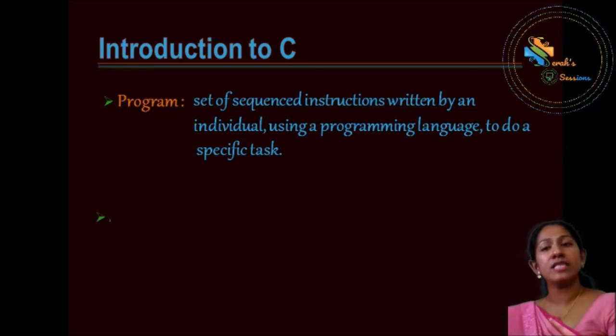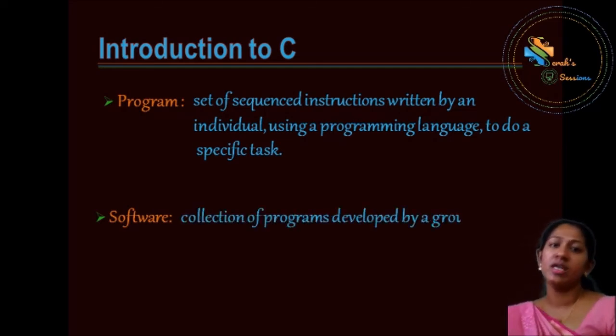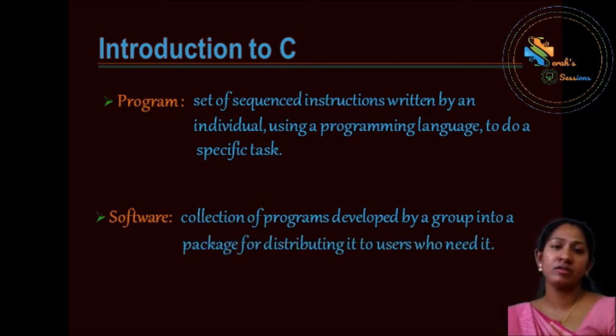Okay, now next let me move on to what software is. Program and software are interrelated, but they are not the same. A program is a set of sequenced instructions written by an individual, but software is a big project. I mean to say, it is a collection of multiple programs that will be written by a group of people, maybe in an office, or inside a college as a part of your project. So it is a collection of programs developed by a group into a package for distributing it to the users who need it.